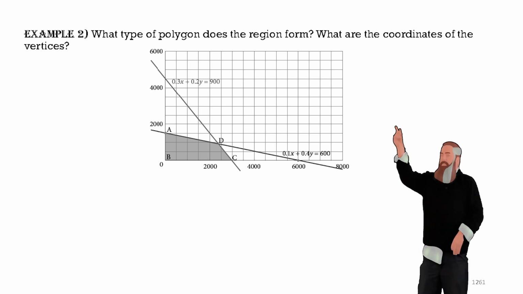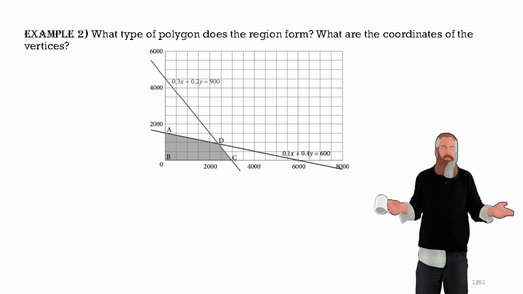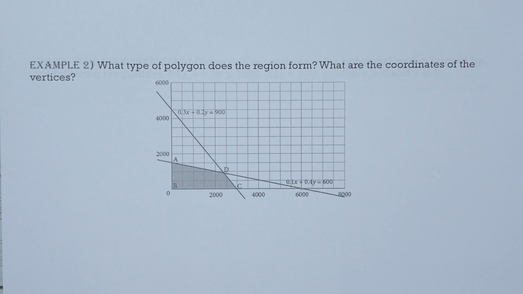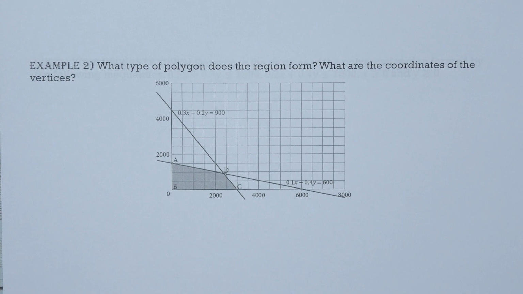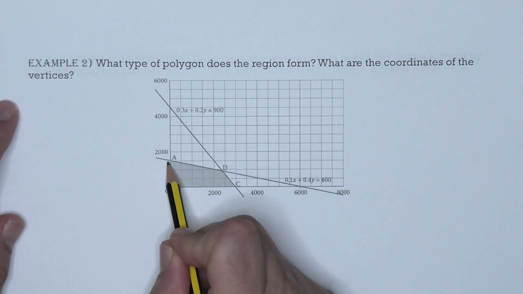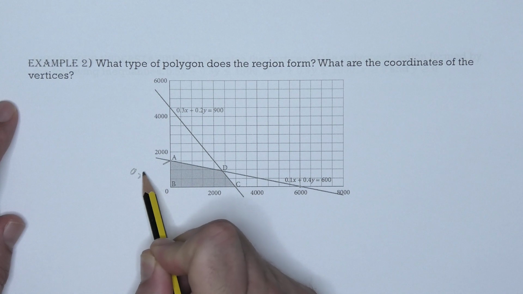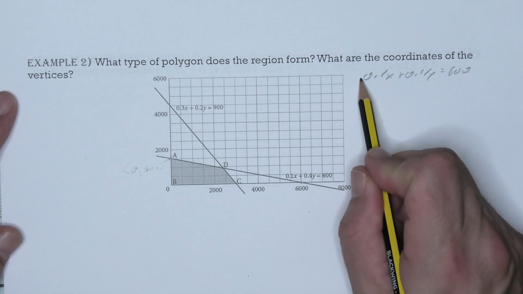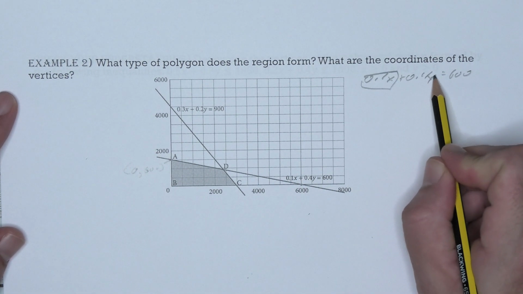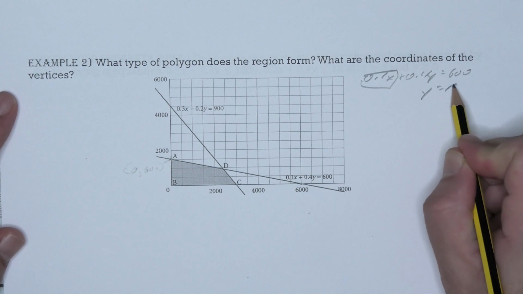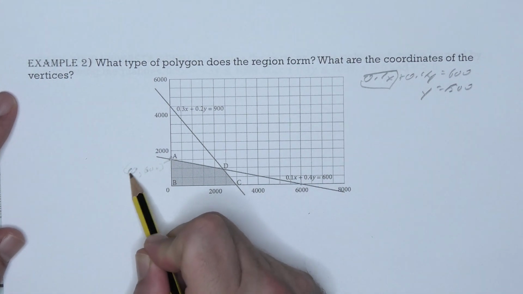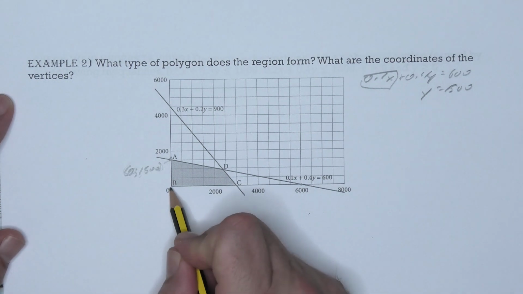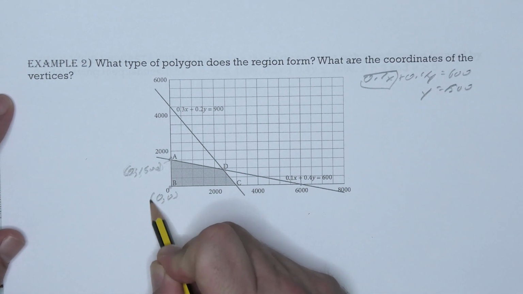What type of polygon does the region form, and what are the coordinates of the vertices? Well, the polygon region is in the shape of a quadrilateral. A, the y-intercept of 0.1x plus 0.4y equals 600, means that x is 0. So looking at this first equation, if x were 0, then we'd have 0.4y equal to 600, which means y is 1500. So point A is at (0, 1500). B is nice and easy, being the origin, (0, 0).